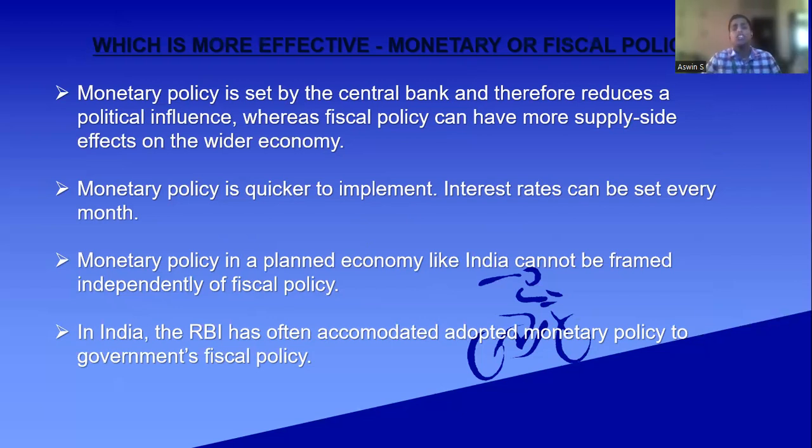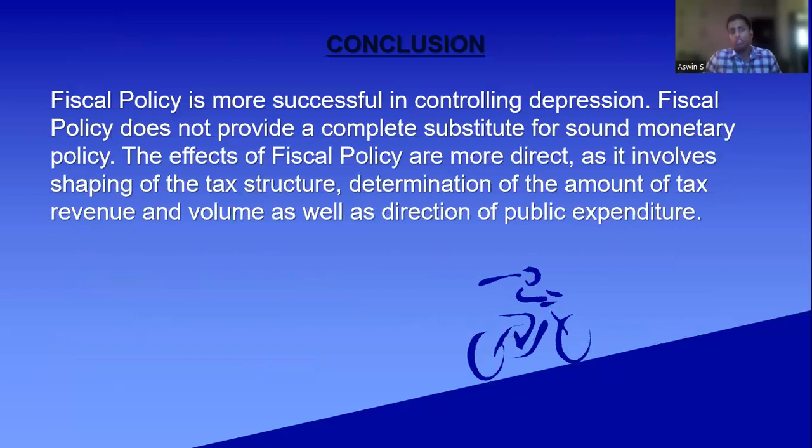Monetary policy in a planned economy like India cannot be framed independently of fiscal policy. So fiscal policy has to be used in combination with monetary policy in an economy. In India, the RBI, the Reserve Bank of India, has often adapted monetary policy to the government's fiscal policy. Now, the conclusion. Fiscal policy is more successful in controlling depression.